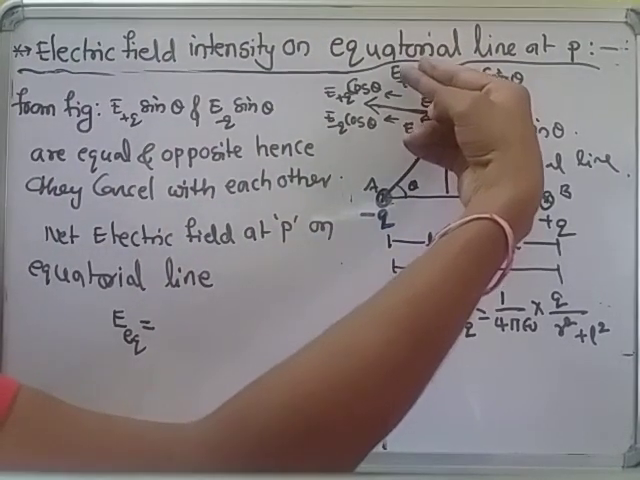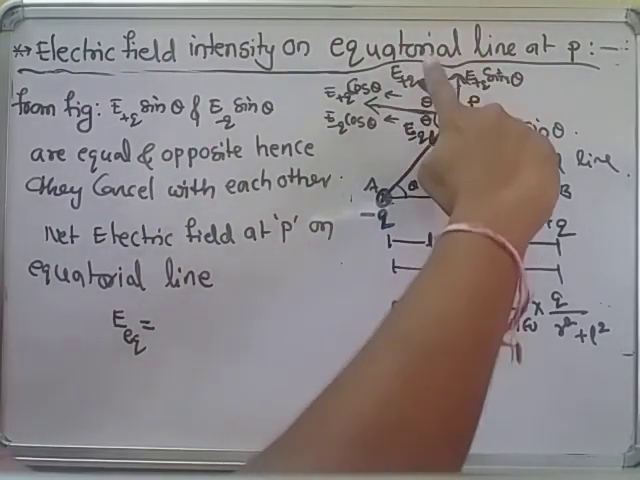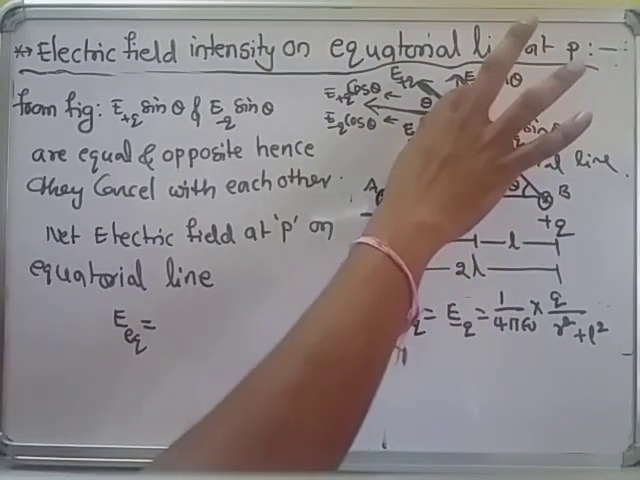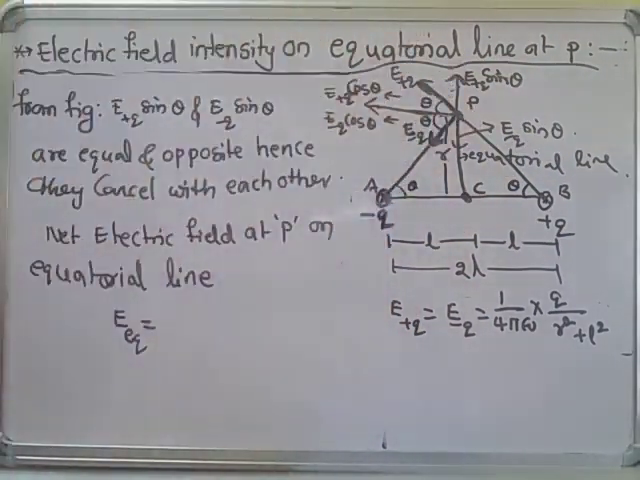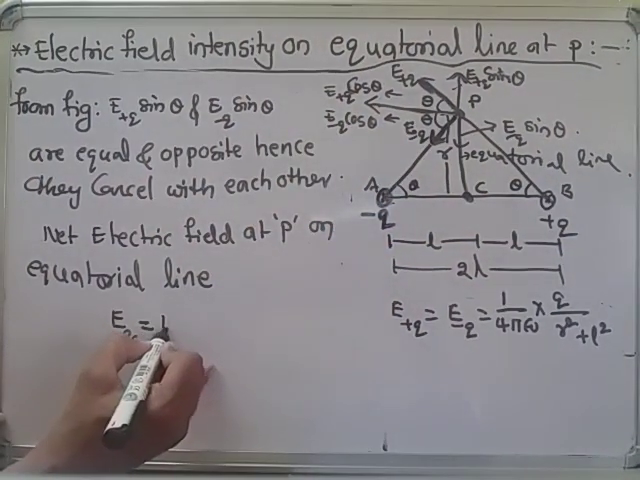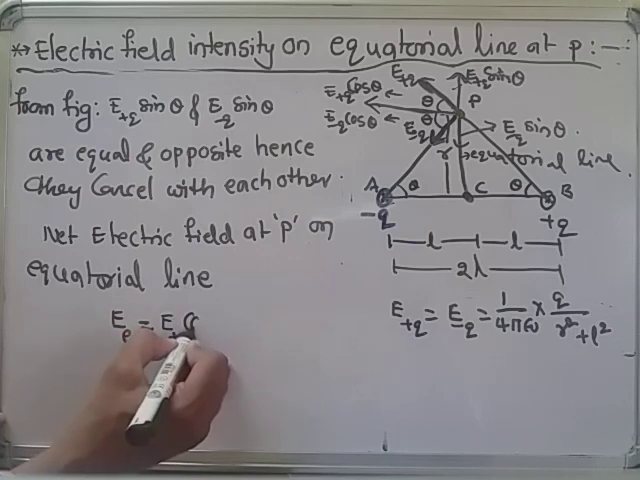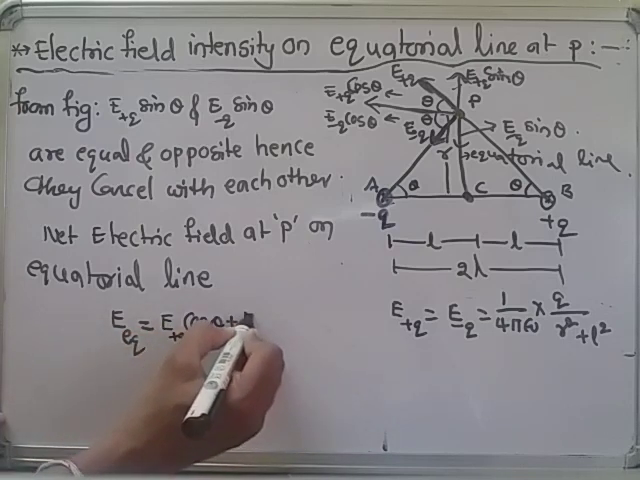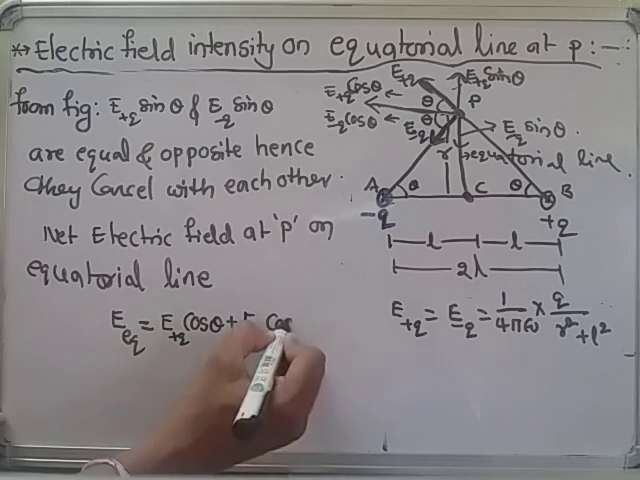E plus Q divided into two components. E minus Q divided into two components. Total 4 components. Out of that 2 components cancel. 2 components are in the same direction. That we have to add them. Then E plus Q cos theta plus E minus Q cos theta.